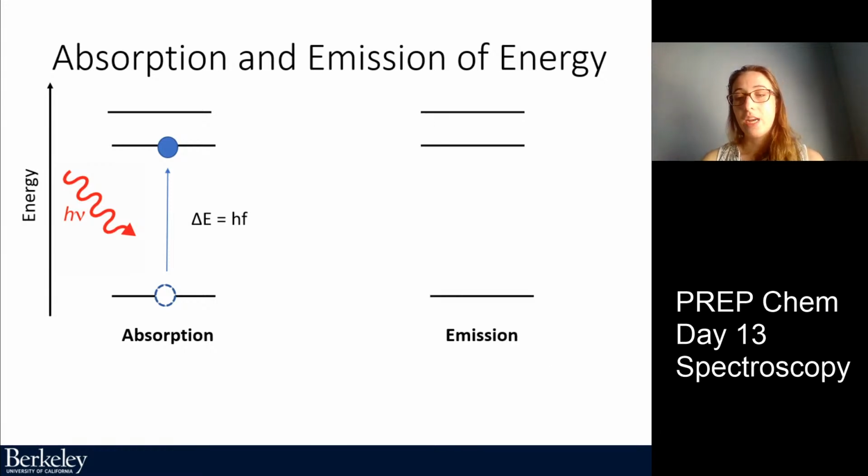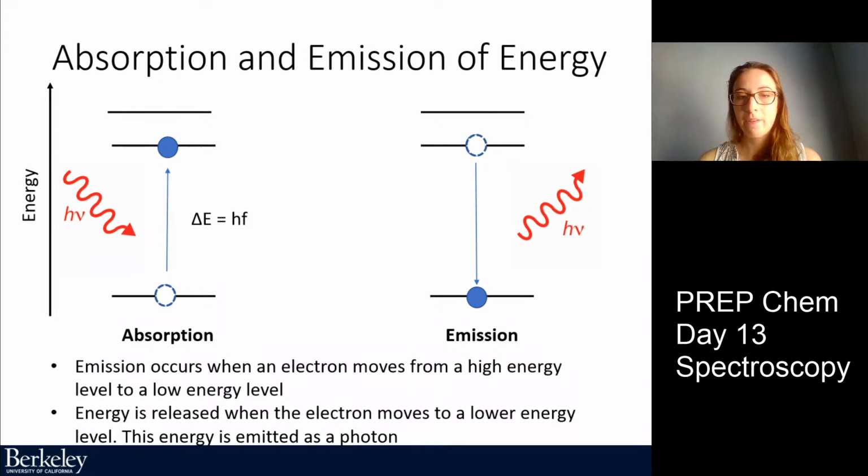Okay. And then we can think about the same thing for emission. In this case, we would have another electron, and that electron would drop down to a lower energy level. When it does this, it actually will release energy. And again, this energy has to go somewhere, right? So what happens is this energy is emitted as a photon. And that's the light that we see, the light that has actually been emitted.